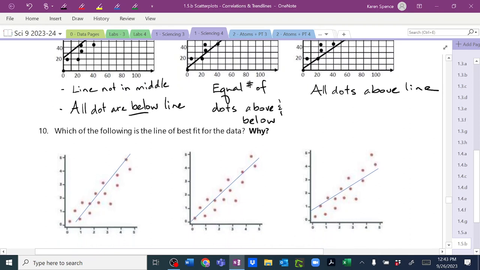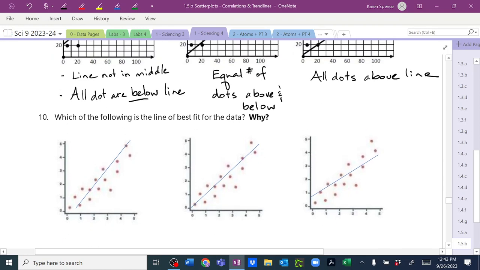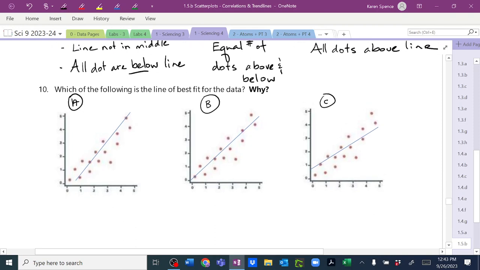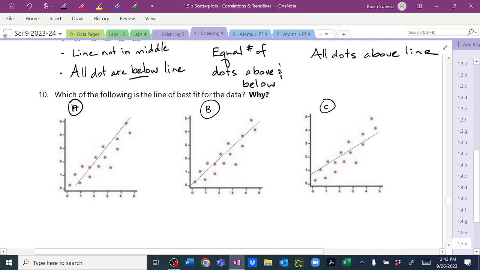Okay, question 10. Do we like, and I guess I should label these somehow, do we like graph A, do we like graph B, or do we like graph C? We like B? What's wrong with A? It doesn't actually have to, this one actually touches 3 dots, which is doing just as well as B. Jonah.